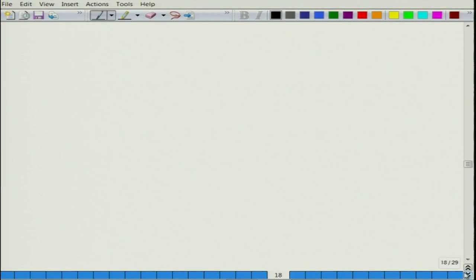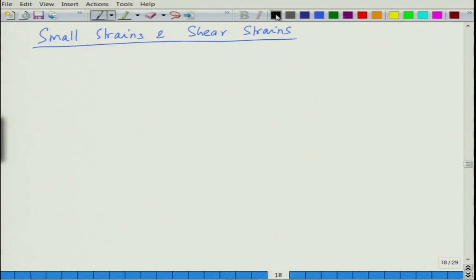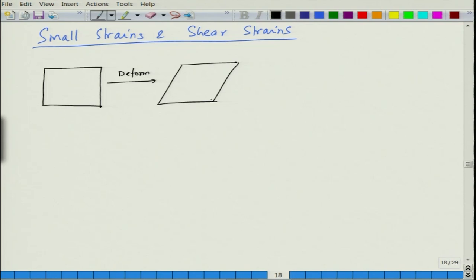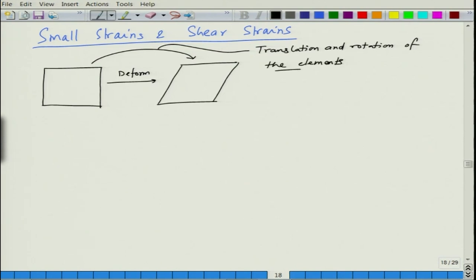Now let us look at the concept of what we call small strains and shear strains. Generally when a body deforms, let us say this body, when you deform it, this body may convert to a shape like this. But the process through which this happens involves both translation and rotation of the elements or body parts, you can say.